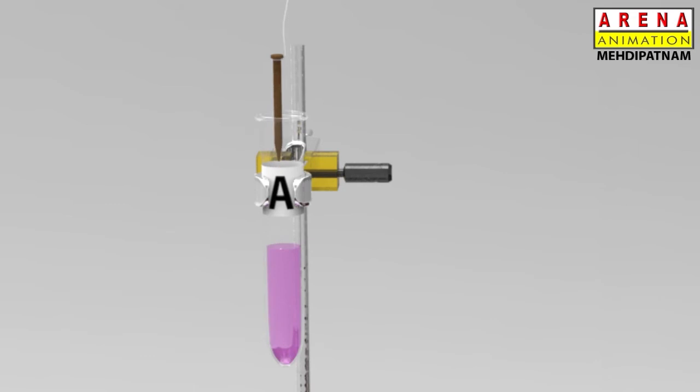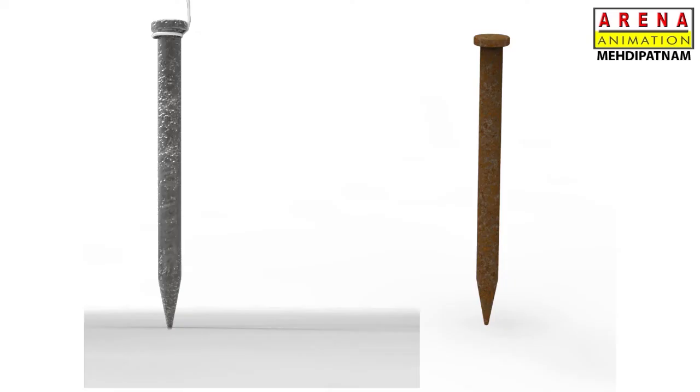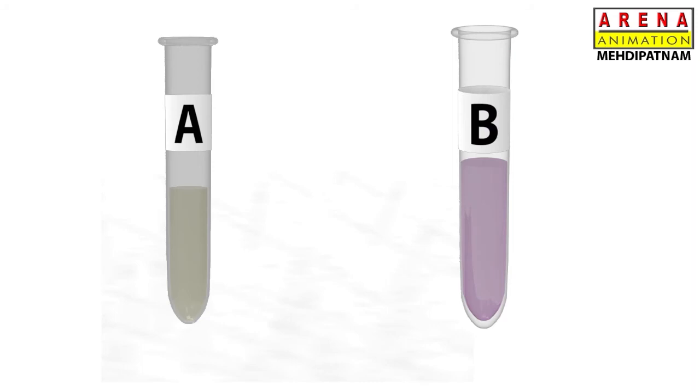Now, take out the iron nail from the copper sulfate solution in test tube A and place it in a watch glass. Compare the 2 nails in the watch glass. Place the test tubes A and B side by side. Compare the color of the iron nails and the solution in the test tubes.